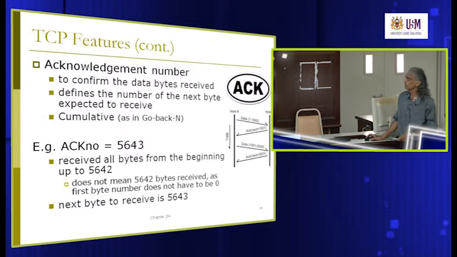So let's say we receive acknowledgement number 5643. It means all bytes from the beginning up to 5642 have been received correctly, safely. But it does not mean that 5642 bytes have been received, because the initial sequence number may not be zero. It just tells you that from the beginning, we have received all the bytes until that particular number. And the next byte expected to receive will be indicated in the acknowledgement number.